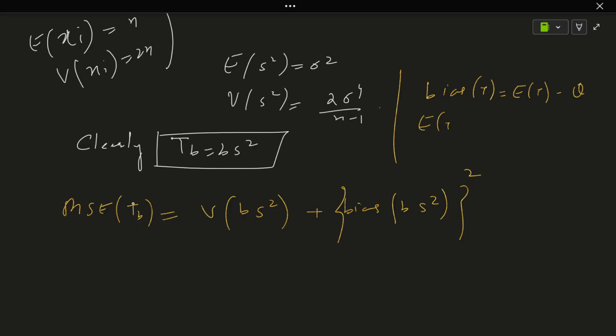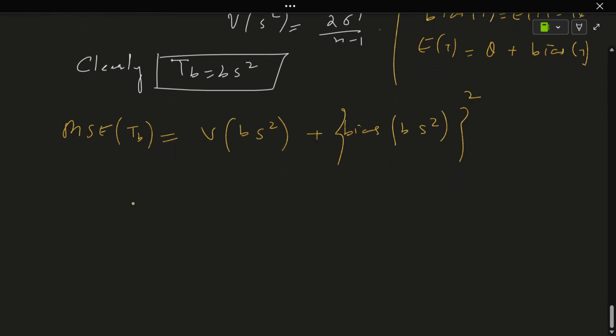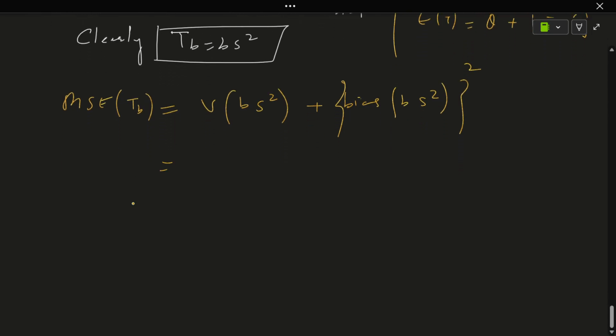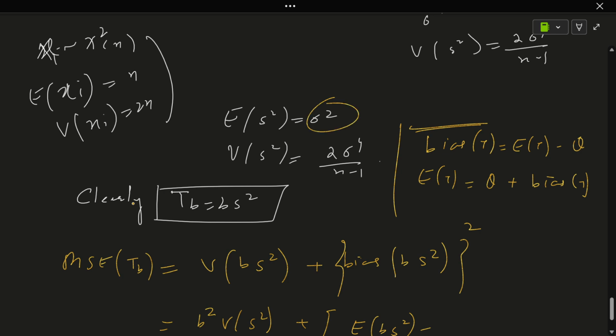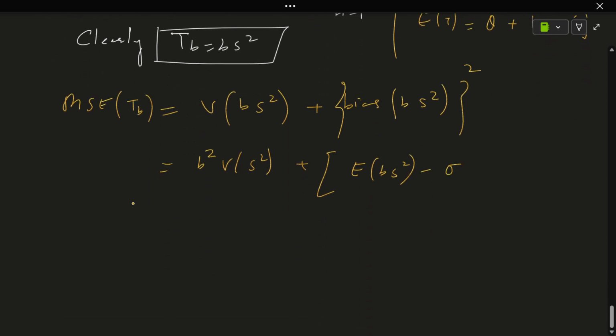As you know, expected value of T is equal to theta plus bias of T. So bias of T will be expected value of T minus theta. ठीक है, ये मैंने आपको unbiasedness में करा दिया है. So now variance of constant into variable, that will be constant square variance of variable plus bias square. What is the bias of this? This is nothing but expected value of bS square minus theta. Theta is my sigma square, so this is (bS square minus sigma square) whole square.